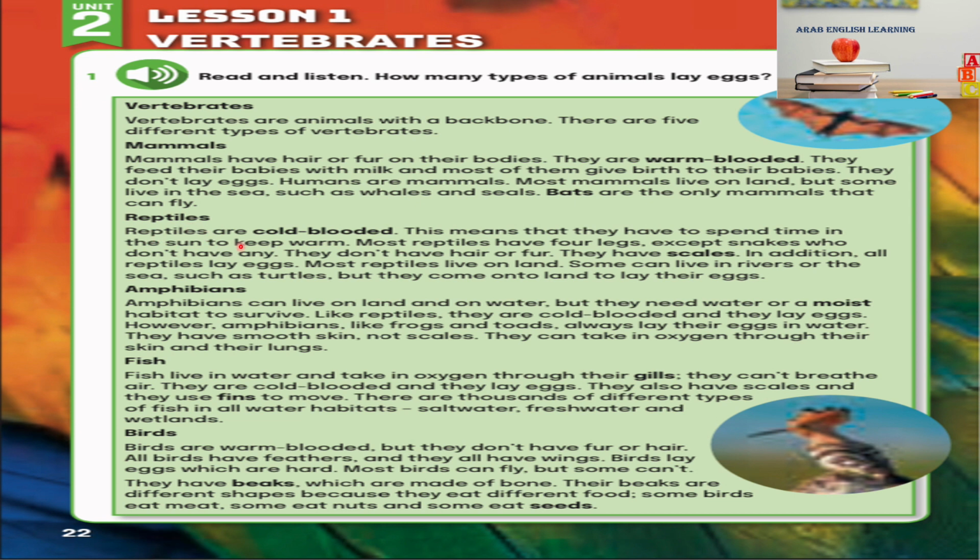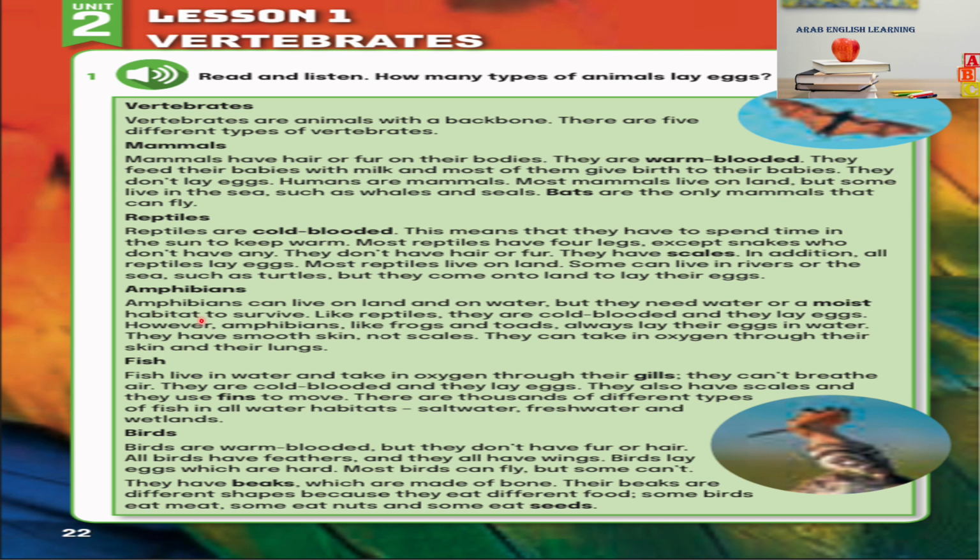Reptiles. Reptiles are cold-blooded. This means that they have to spend time in the sun to keep warm. Most reptiles have 4 legs, except snakes, who don't have any. They don't have hair or fur. They have scales. In addition, all reptiles lay eggs. Most reptiles live on land. Some can live in rivers or the sea, such as turtles, but they come onto land to lay their eggs.